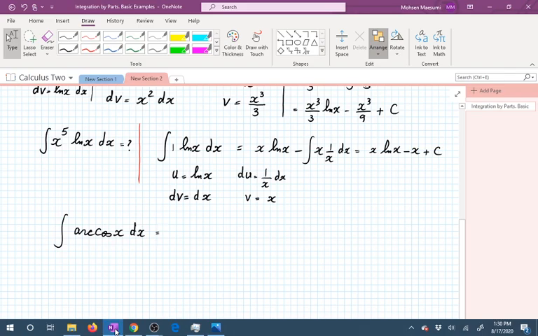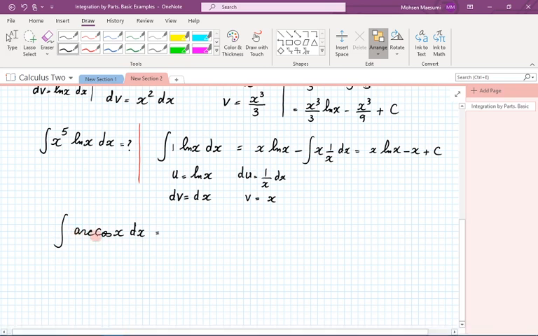Like the previous problem, we probably want to choose u like this, just like u was logarithm of x over there. So I take u to be arc cosine of x, and for dv, there isn't anything left now. dv is 1 times dx, it's just dx. So no surprise that v turns out to be just x itself. Now the question, what is du? What's the derivative of arc cosine?